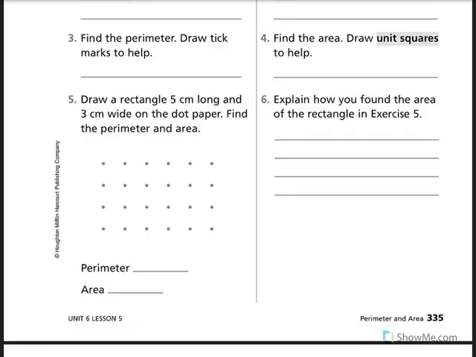So, now we're going to move on to number 5. Draw a rectangle 5 centimeters long and 3 centimeters wide on the dot paper. Find the perimeter and area. Alright, so because there's only 4 dots here, we really have to go one way. So I'll start at this corner. 1, 2, 3, 4, 5. 1, 2, 3. Looks kind of chunky, but just imagine it's straight. Alright. There we go.